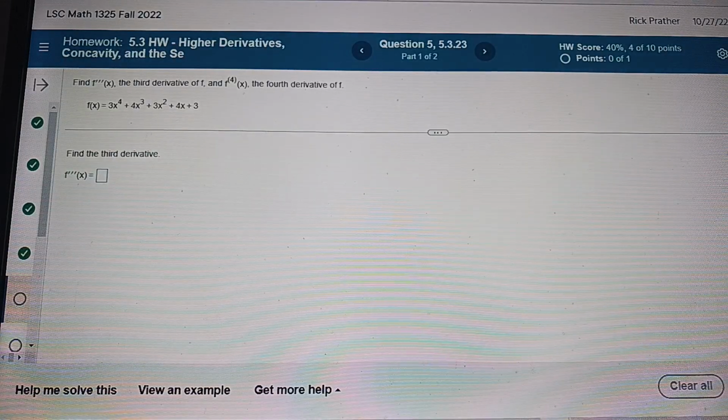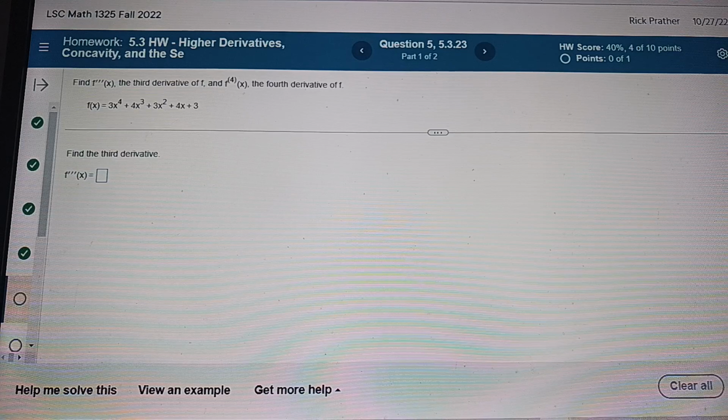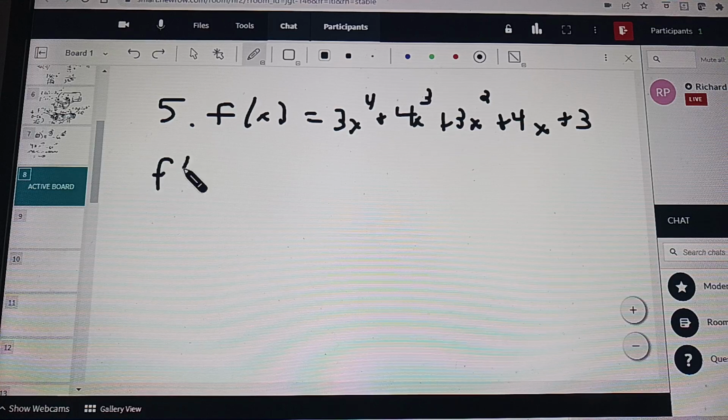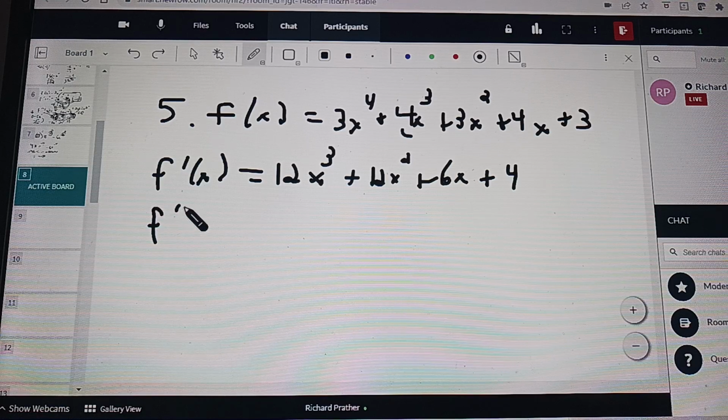Plus 3x squared plus 4x plus 3. Okay, they want the 3rd derivative as the first answer, but you're going to have to do the first 2 derivatives before you even get to that. So the first derivative, and this is just power rule over and over again, 12x to the 3rd, 12x squared, 6x to the first, and 4.